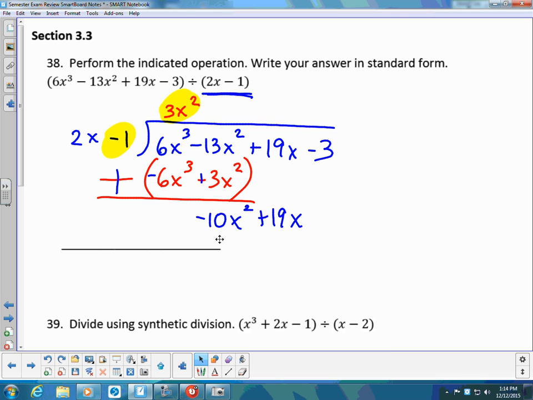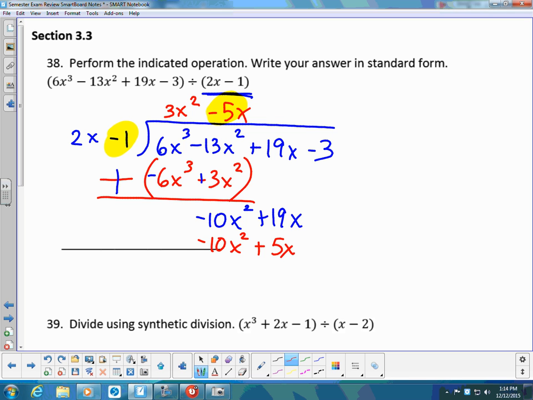Now I'm going to look at this 2x, and I'm going to look at the negative 10x squared, and I'm going to say, what do I need to multiply 2x by to get negative 10x squared? Well, I think that's going to be a minus 5x, so I'm going to write a minus 5x right there. Now I need to multiply that minus 5x by both of these terms here. So minus 5x times 2x is a minus 10x squared, and the minus 5x times the negative 1 is going to be a positive 5x.